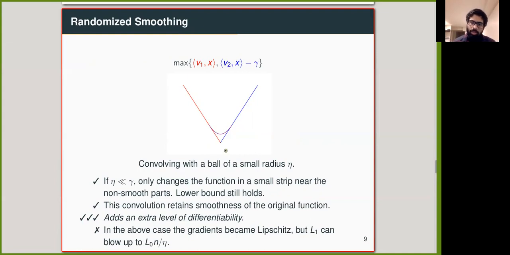But the problem is that when you add this extra level of differentiability, so here it wasn't differentiable, it became once differentiable, but the L1 constant gets a hit. It becomes L0 times n by eta. If it was just 1 by eta, then we could do it p times, get a p times differentiable function with smoothness 1 by eta to the p, and we'd be done. But because of the n, this doesn't work.